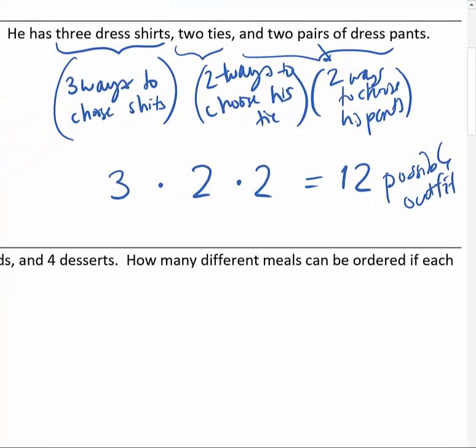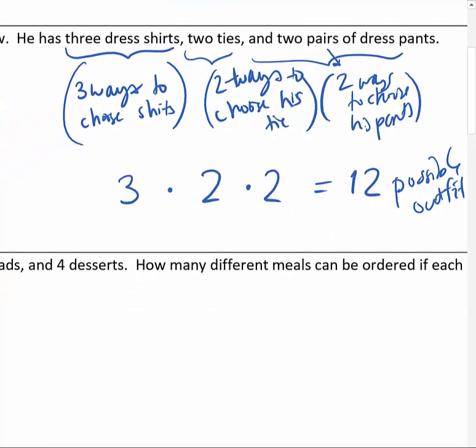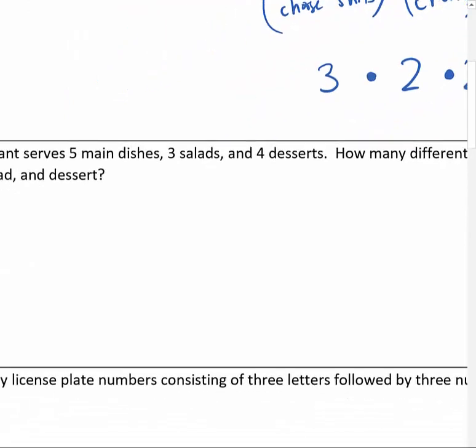And you notice it's not just if there are 2 events. If there are 3 events like this, shirts are one event, tie is another event, picking his pants is a third event. So even though there's more than 2 events, you still multiply them together, even though the multiplication rule only says when there are 2 events. So it'll be similar here.